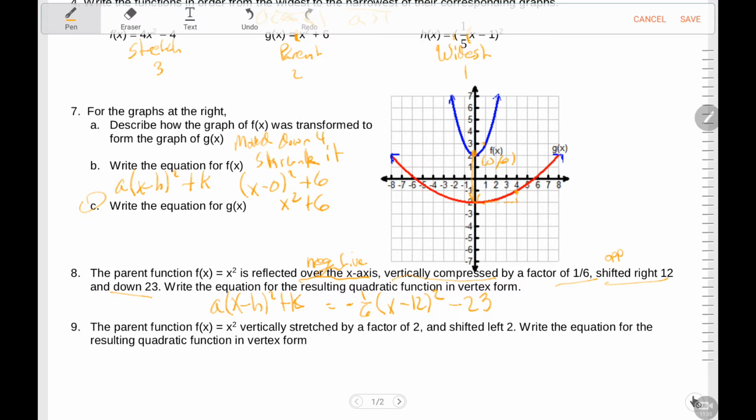Okay, the parent function f of x equals x squared. It's vertically stretched by a factor of 2. So if I had x squared, I know I'm going to stretch it vertically by a factor of 2. It's shifted left 2, so then it's going to become this. So anytime you go left to right, put in parentheses, x plus 2. It's going to be opposite. And then that's it. Okay.